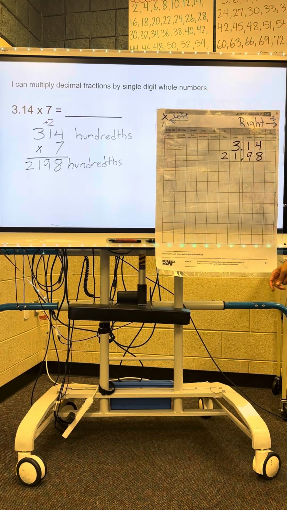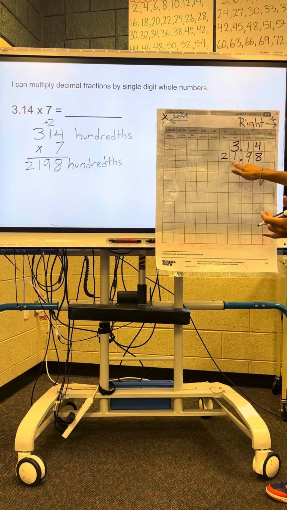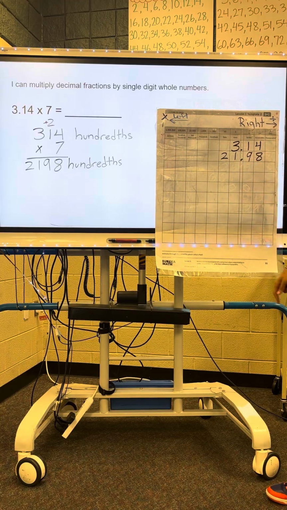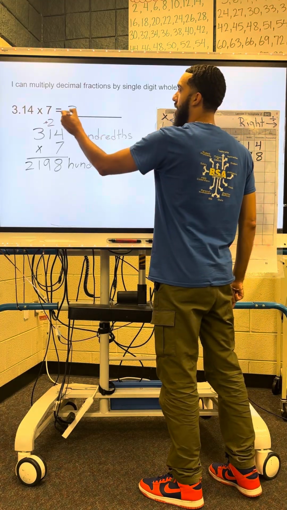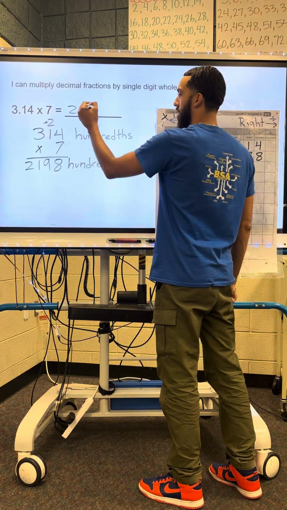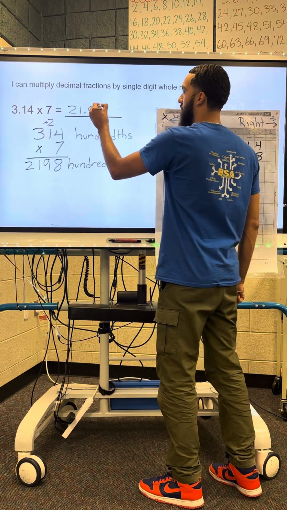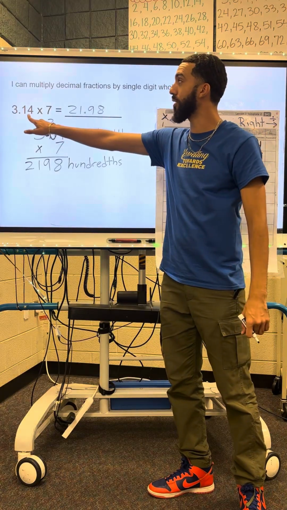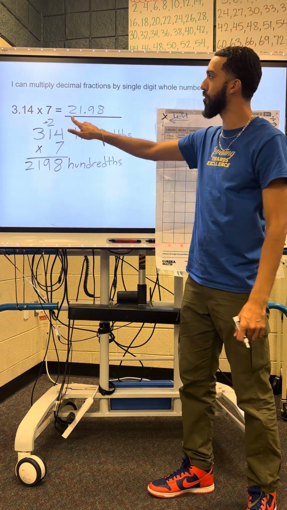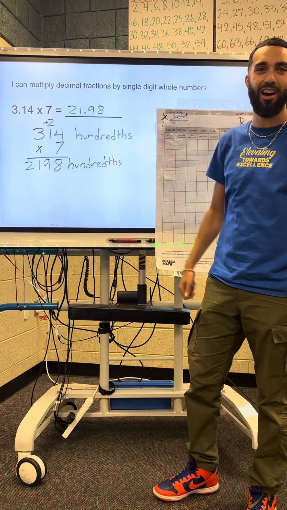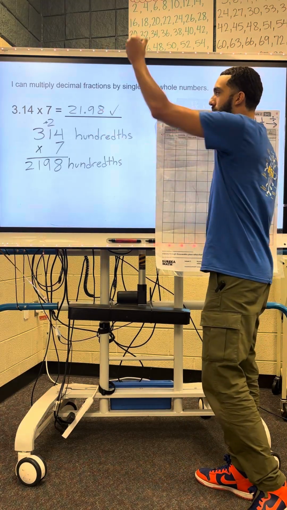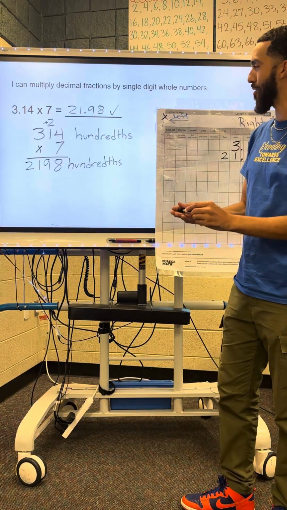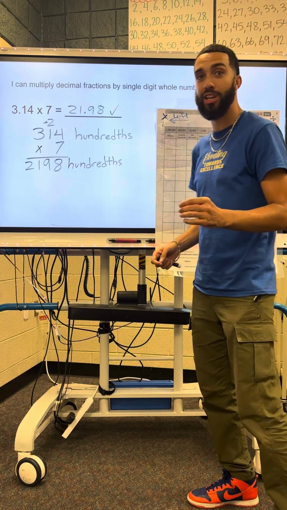And I can clearly see that the answer is 21 98 hundredths. Then I go ahead and write my finished product on the answer line. So now I know that 3 14/100 times 7 equals 21 98 hundredths. Check. All right, let's move on to something a little more challenging.